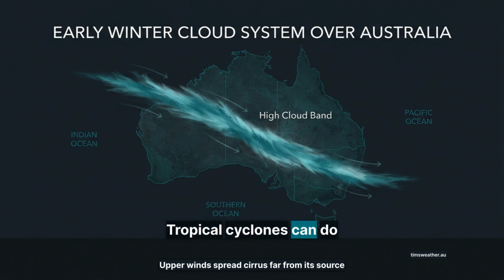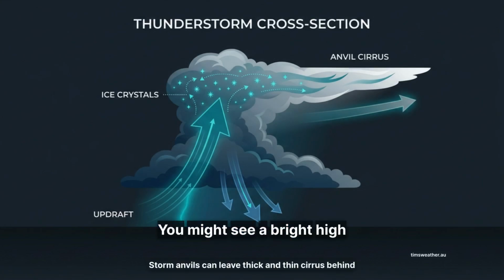Tropical cyclones can do something similar on a much larger scale. In northern Australia, strong outflow high above a cyclone can spread ice crystals far from the storm centre. You might see a bright high shield of cloud before any rain reaches your location. Dust from dry inland areas can also provide particles that help ice growth begin.